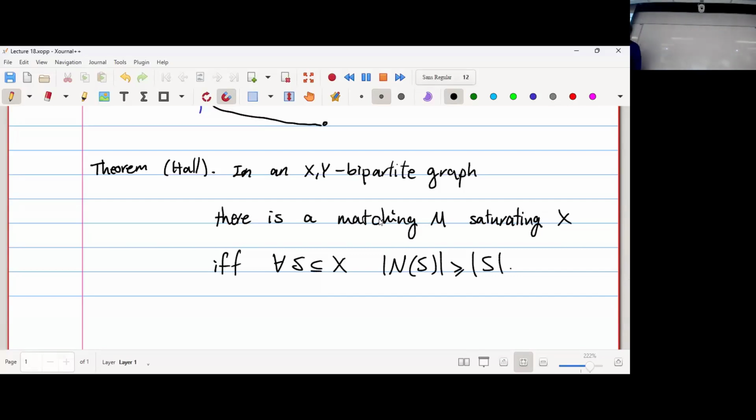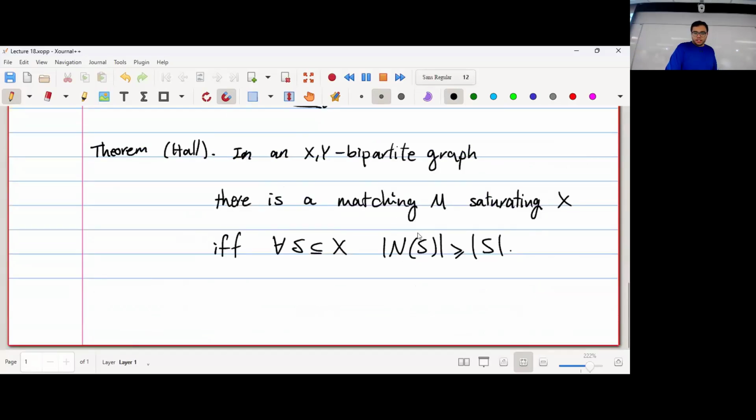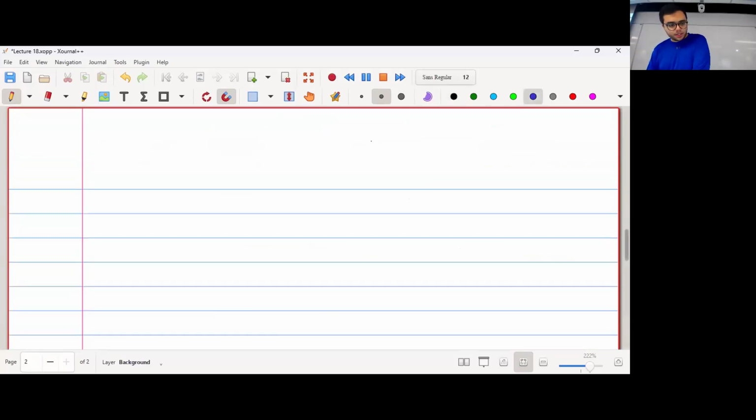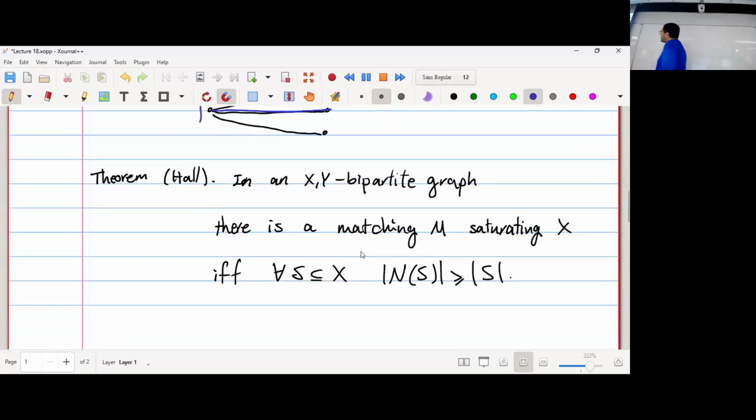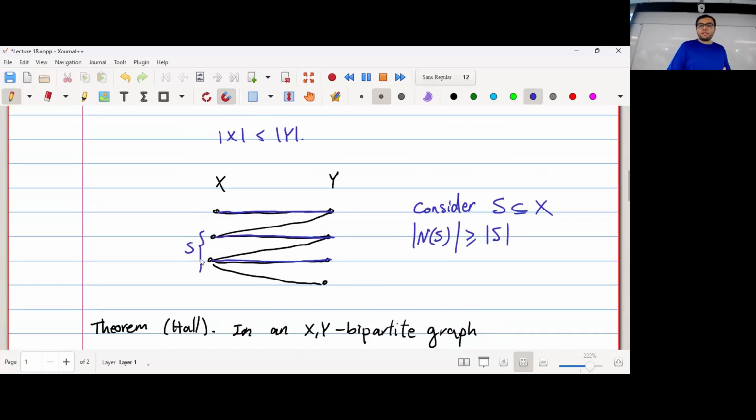So we've already seen one side of this. So if I have a matching, then for every subset S of X, the number of neighbors of S should be greater than or equal to the size of S. This is the trivial thing here. The interesting part is that the opposite also holds. So the interesting direction, the non-trivial direction, is this direction that I'm going to prove. So suppose that every subset of X has enough neighbors. Then I want to say that there is a matching that saturates all of X, that matches everything in X.